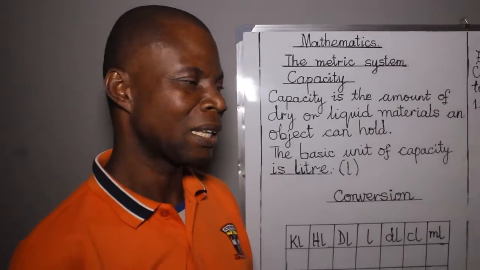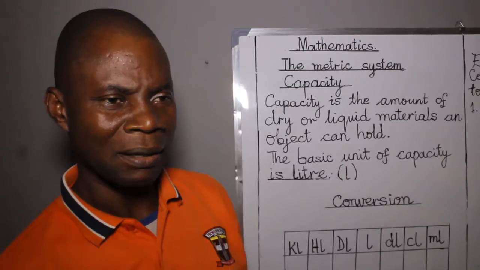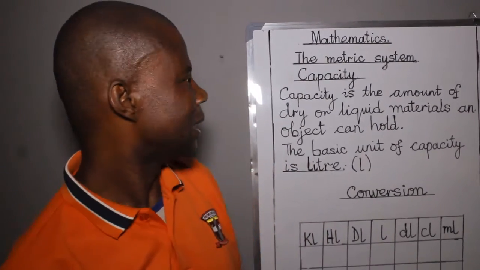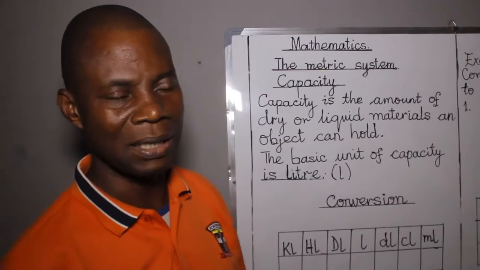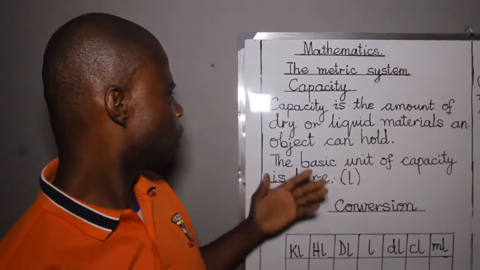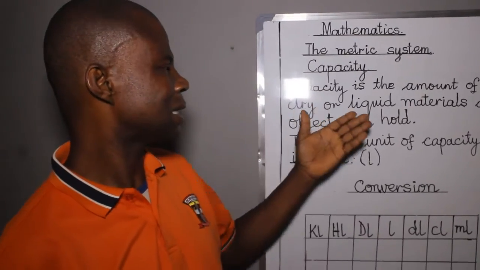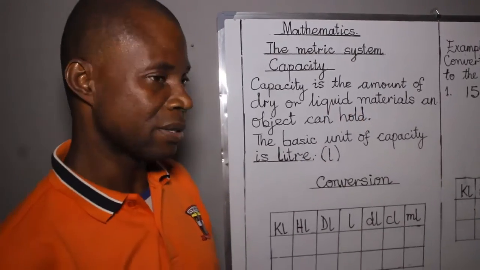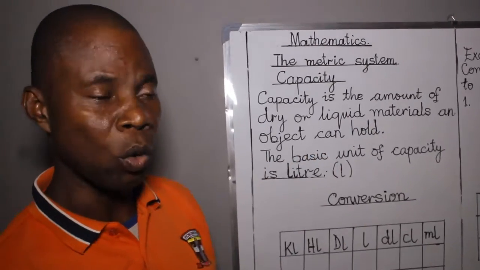Today we are going to take a look at another aspect of the metric system, and this is titled capacity. What is capacity? Capacity is the amount of dry or liquid materials an object can hold.